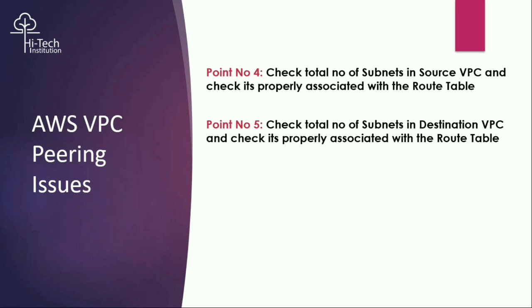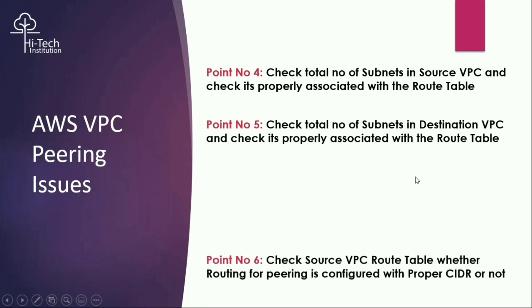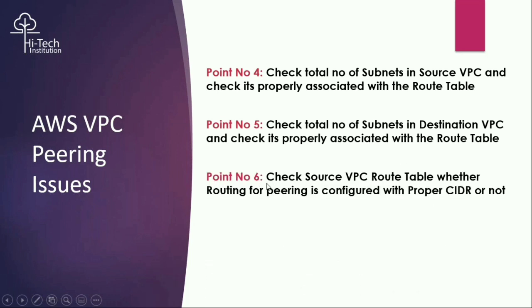So now we probably need to go for point number 6, since up to point number 5 there's no solution for us. Let me go and check point number 6. In point number 6, what we need to check is the source VPC route table, whether routing for peering is configured with the proper CIDR or not.